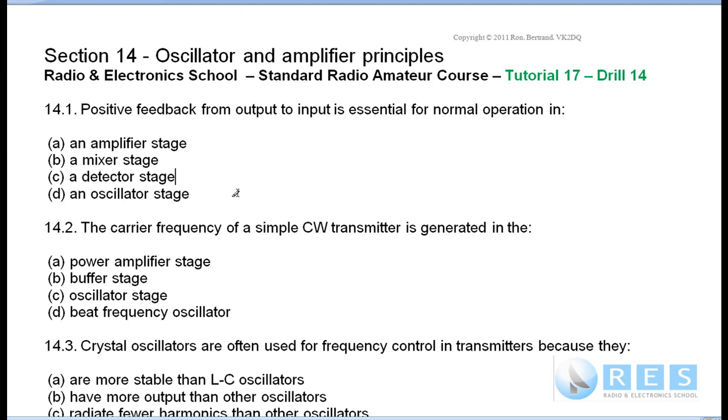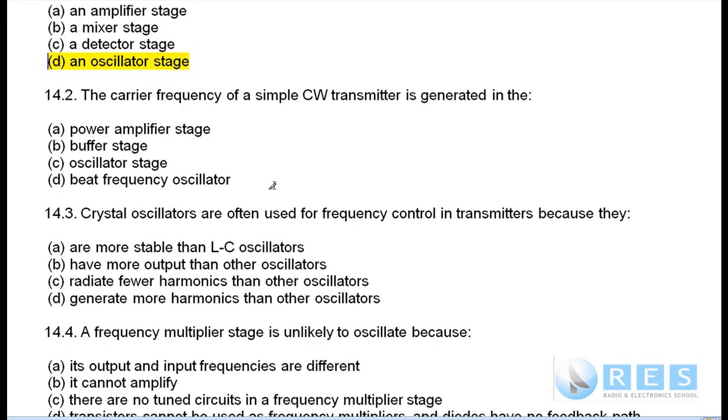Question 14.1. Positive feedback from output to input is essential for normal operation in, or we need positive feedback for oscillators. We also need amplification, so we need an amplifier, and we also need a frequency determining device such as an LC tuned circuit, or better still would be a crystal, quartz crystal, piezoelectric crystal.